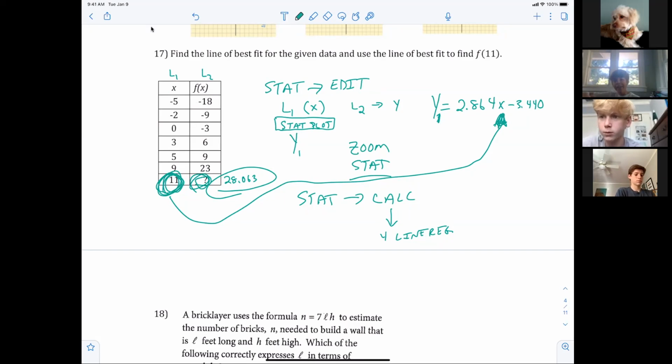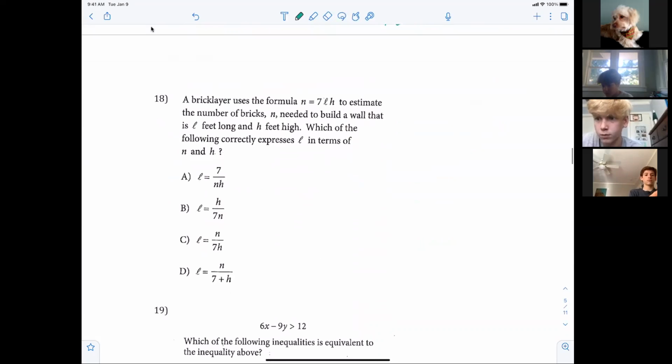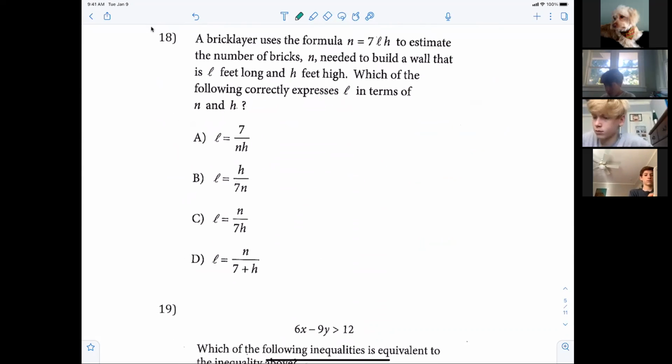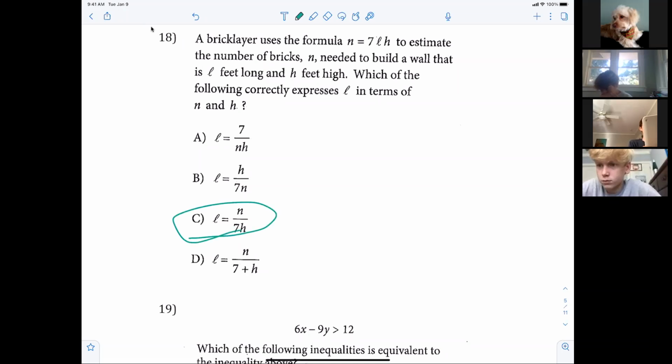Anybody have any questions? All right, here we go. Let's knock out some of the ACT and SAT questions now. Number 18, I feel totally comfortable with. We're solving for L, right? So what's the answer? It's hard to believe that's an SAT question. That's just mind-boggling. Everybody comfortable with that?